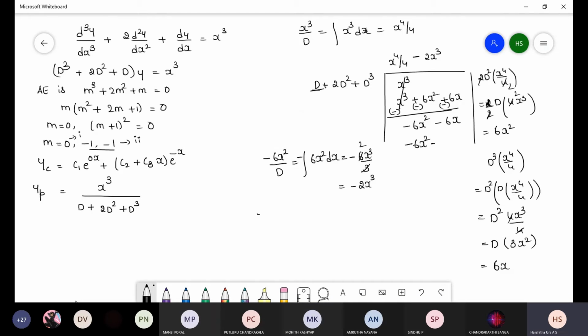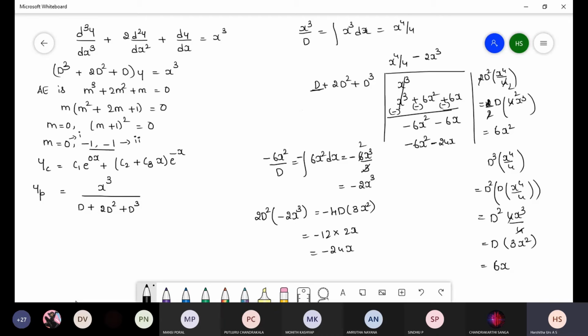Next comes the double differentiation of minus 2x cube. So I write minus 2 outside. The first differentiation is 3x square, and minus 2 into 3 is minus 6. The second differentiation is 2x, so we get minus 12x. So here I write minus 12x.